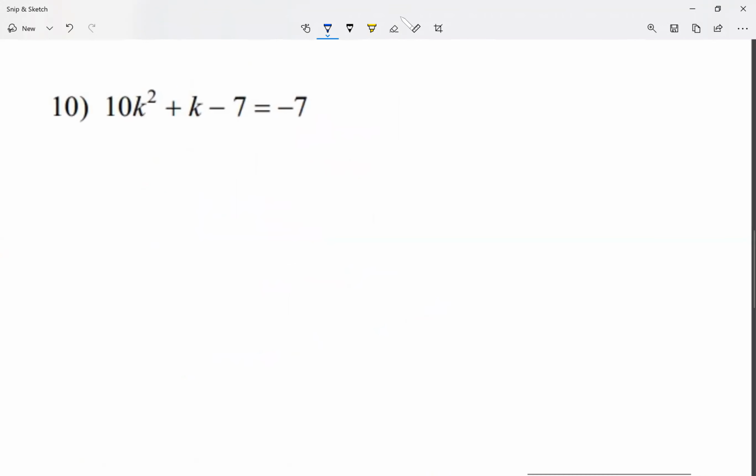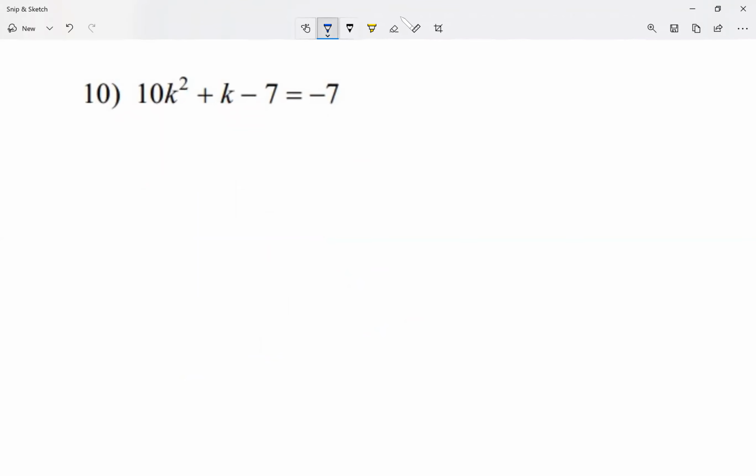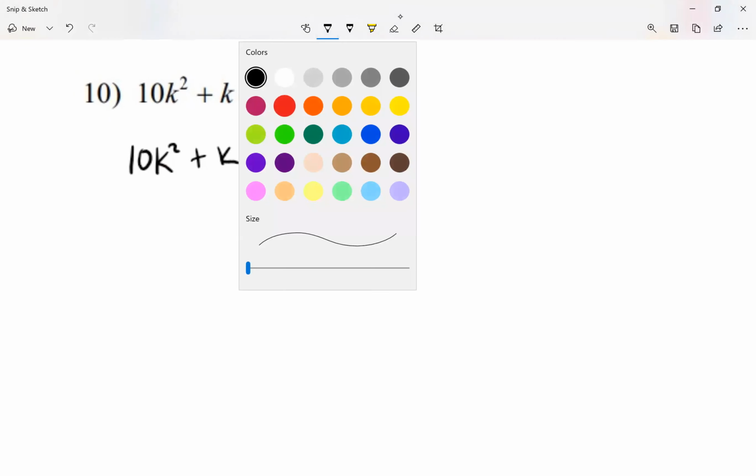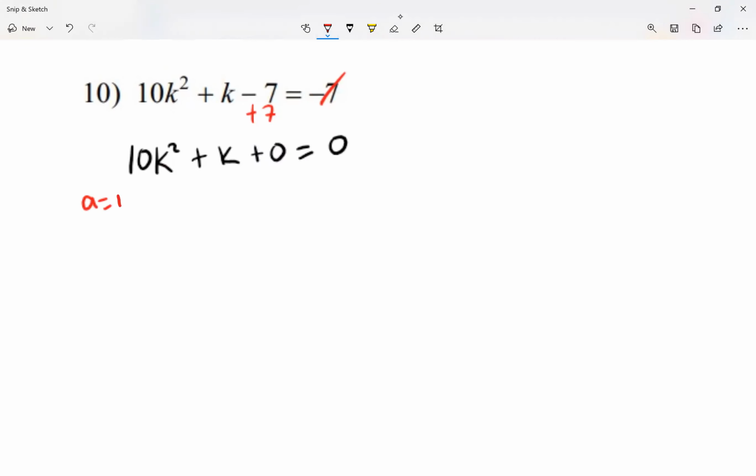Okay, our last example here, let's take a look at number 10. This minus 7, I'm going to put it here as a plus 7. So I have 10k squared plus k minus 0 or plus 0, doesn't matter, plus or minus 0, it's equal to 0. I want the right side to equal 0. So my A is positive 10. My B is a positive 1, right? The number in front of k is technically a 1. And my C is equal to 0.